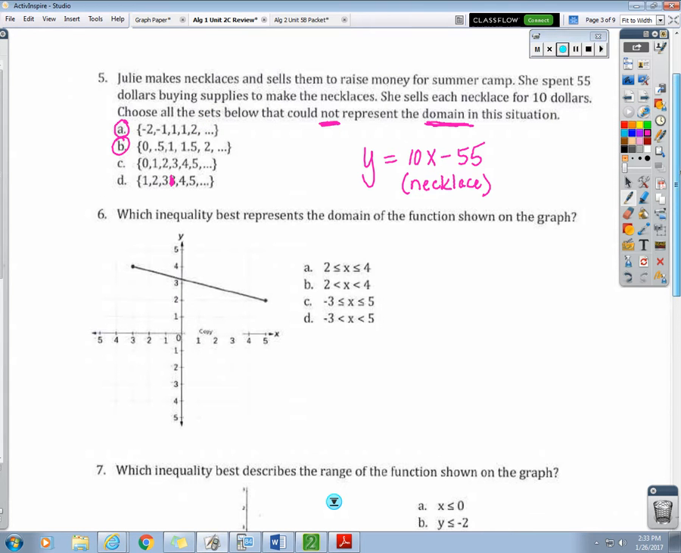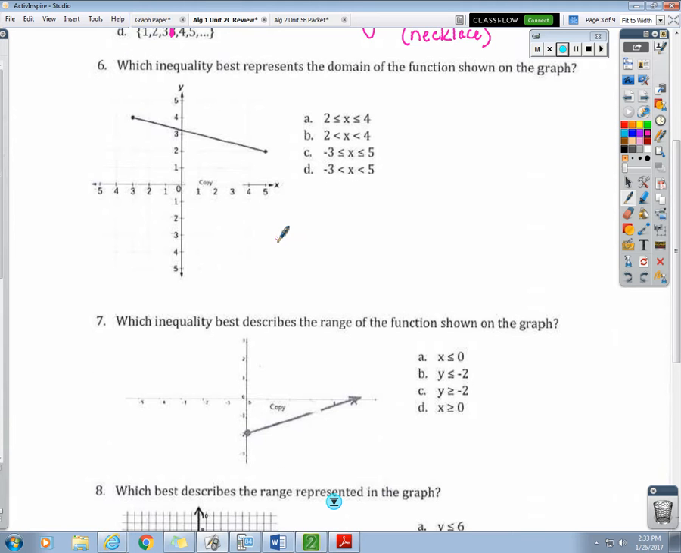Okay, number 6. Which inequality best represents the domain of the function shown in the graph? Well, when you hear the word domain, what pops in your head immediately? X values, or the x-axis, which is kind of common sense because every single answer choice has an x. The x-axis runs left to right. If you're on this line and you go to the left side, the furthest you can go is right here, correct? Which has an x value of -3. That one has a -3, that one has a -3, A and B are out.